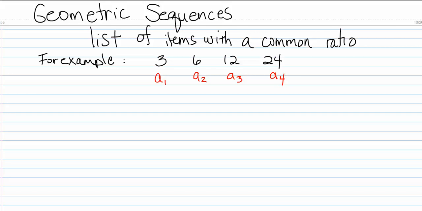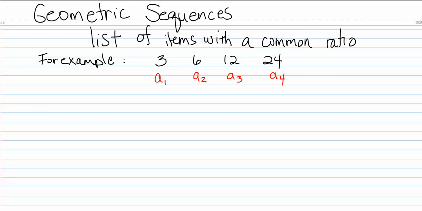Geometric sequences. And again, it's a list of items, but this time instead of having a common difference, something that you add or subtract to get from one item in the list to the next, these sequences are going to have what's called a common ratio. And a common ratio is a value that you're going to multiply one item in the list by to get to the next item in the list.